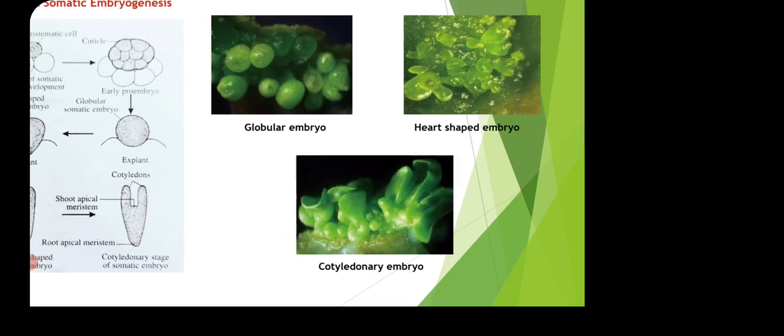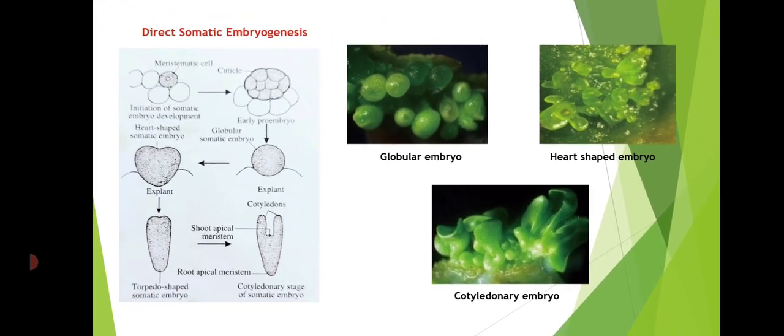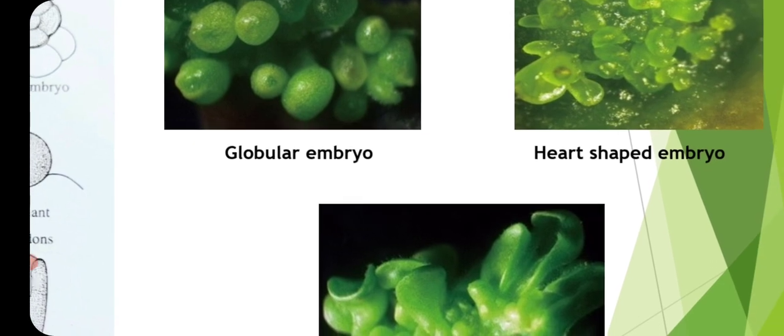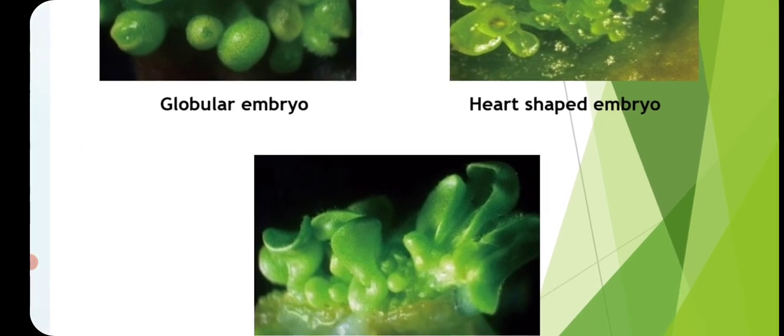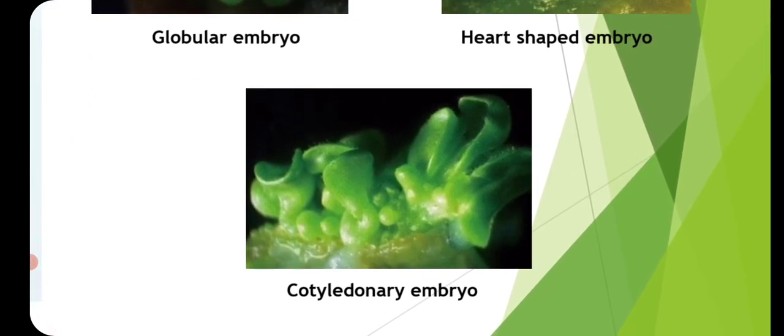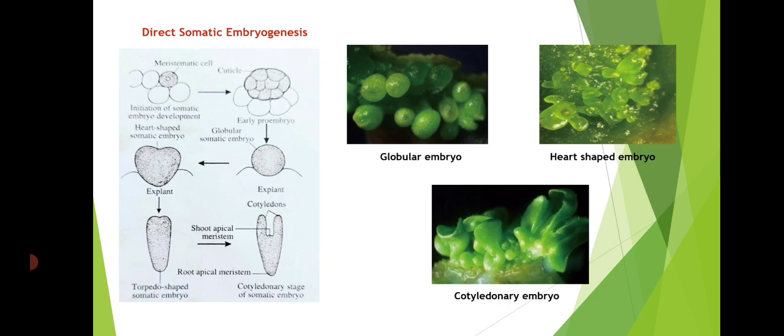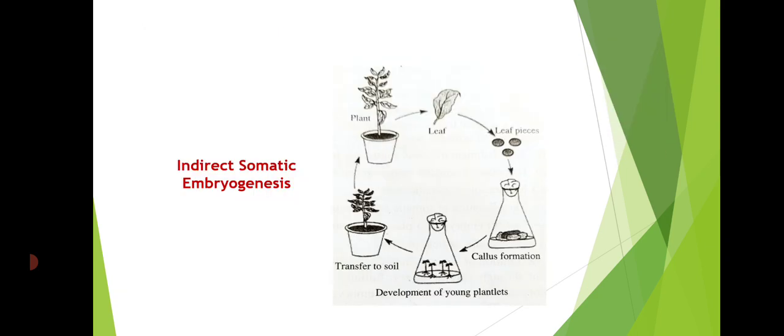Here some photographs are there. These are actual photographs. This is a globular embryo. From that we can see heart-shaped embryo development, and here we can see cotyledonary. Along with the cotyledonary embryo, here and there we can see heart-shaped and globular, but on the right side we can see the cotyledonary stage. This is an actual photograph of the development of direct somatic embryogenesis in in vitro conditions.